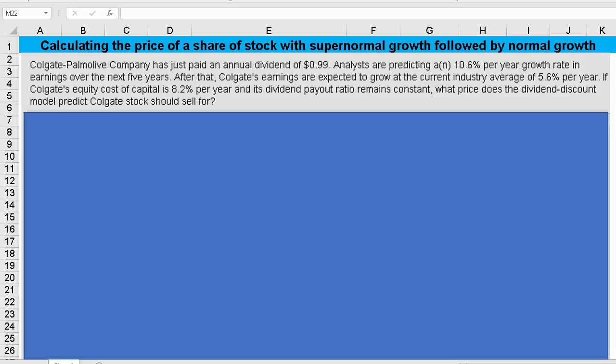Let's take a look at this stock valuation problem. This one is where we're going to calculate the price of a share of stock that has supernormal growth and then it's followed by normal growth. So you see the problem in front of you.